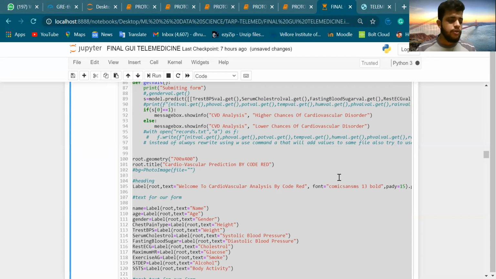Now I want to take forward our GUI model, which we have prepared through tkinter, and this is how the model looks. So let's just start with this.